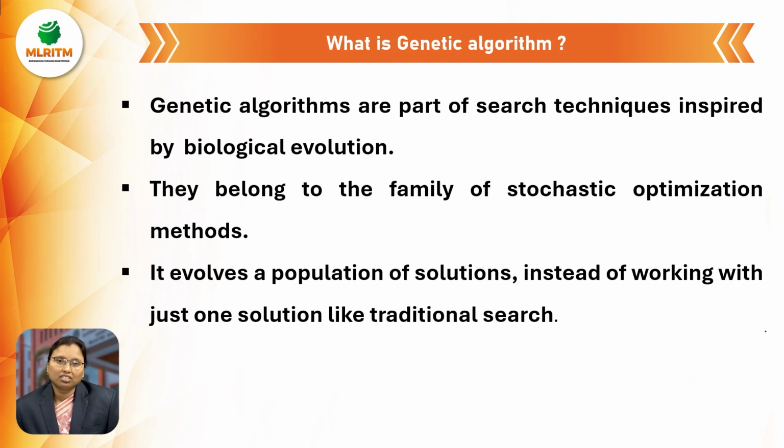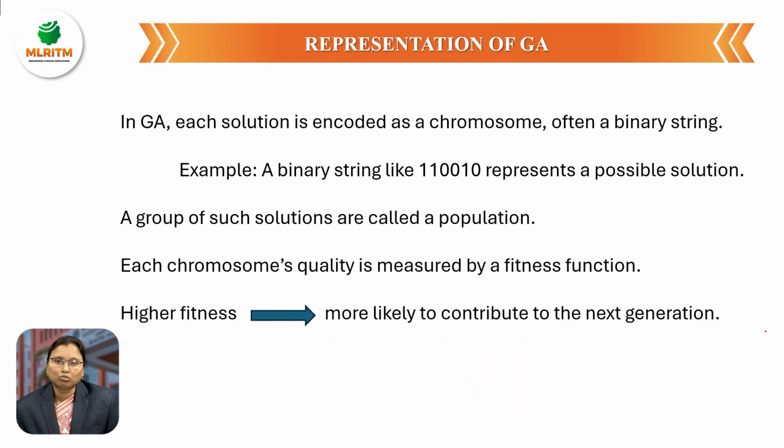So what is a genetic algorithm? Genetic algorithms are part of search techniques inspired by biological evolution. It is based on the Darwin theory. They belong to the family of stochastic optimization methods. What are the biological terms? We have to take the neurons. It evaluates a population of solutions instead of working with just one solution like a traditional search. So what is the population? We have to go and discuss.